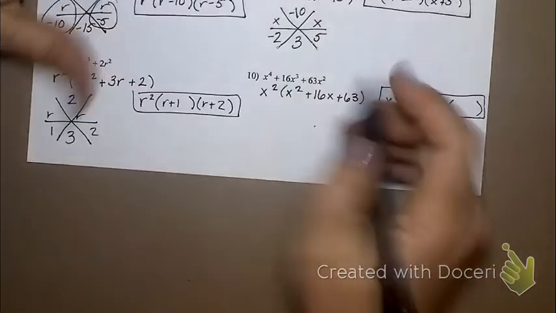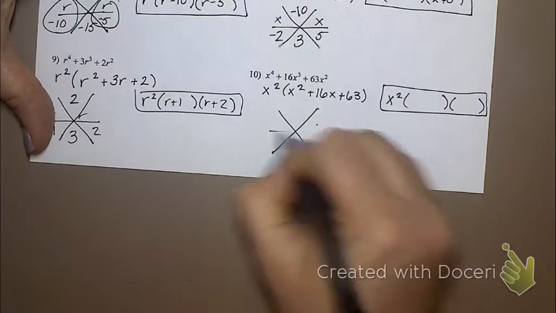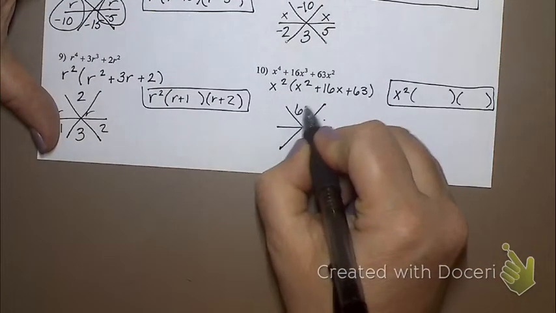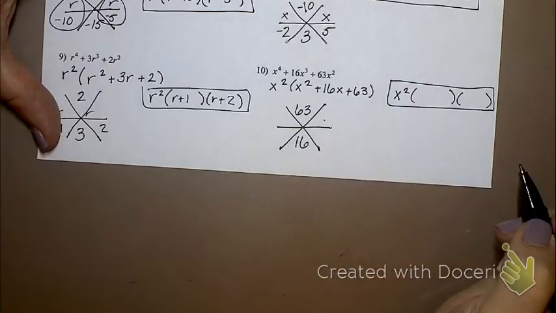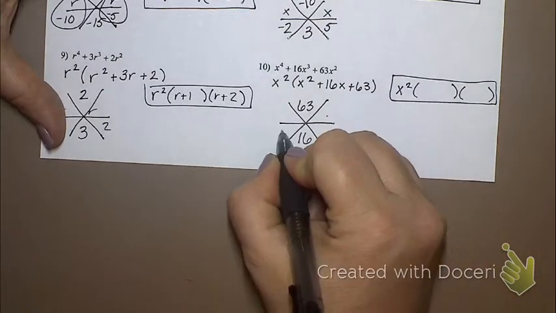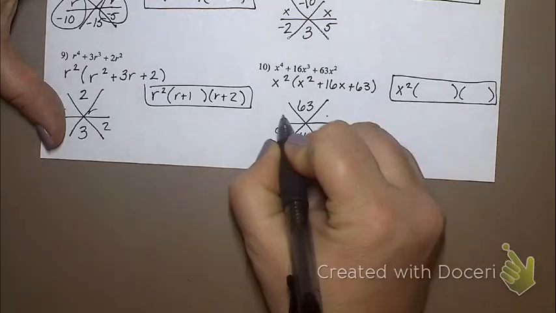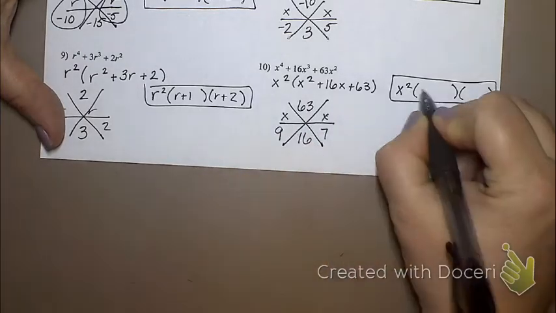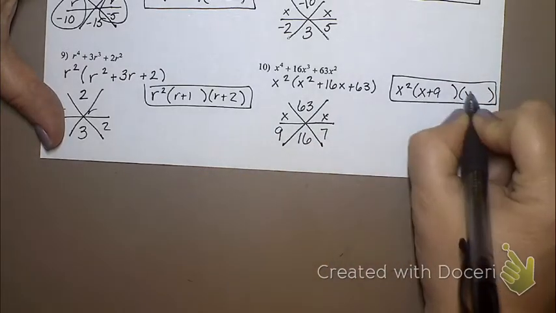There's my answer all set up. What goes on the top? And on the bottom? What are my two numbers? 9 and 7. So I have x plus 9 and x plus 7.